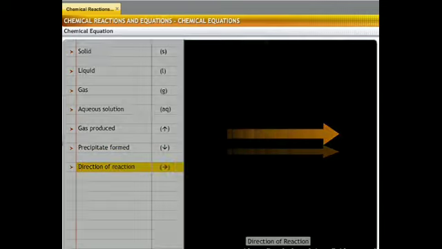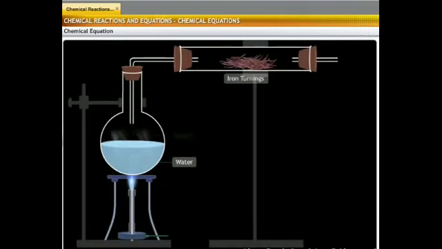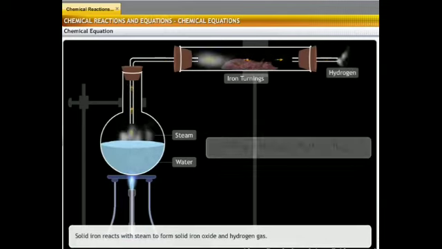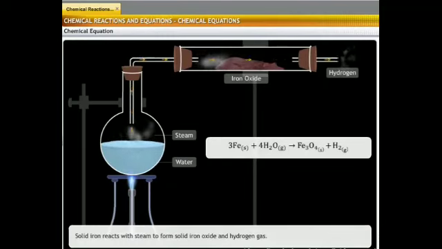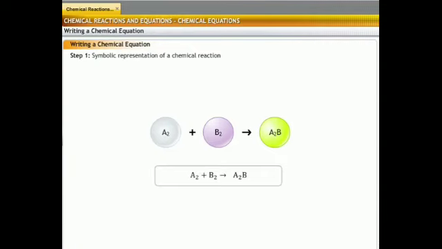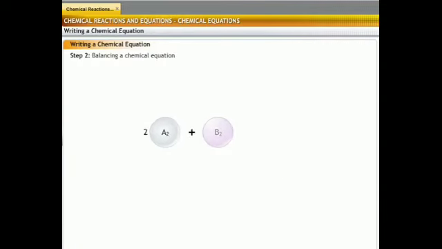One more example: we have taken solid iron in a round bottom flask. When it is heated, it reacts with steam and converts into iron oxide and hydrogen gas. So in this reaction, Fe plus H2O forms Fe3O4 plus H2. Now how to write a chemical equation and how to balance a chemical equation? So we are taking some more examples.